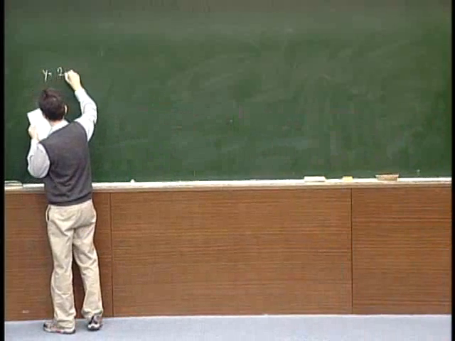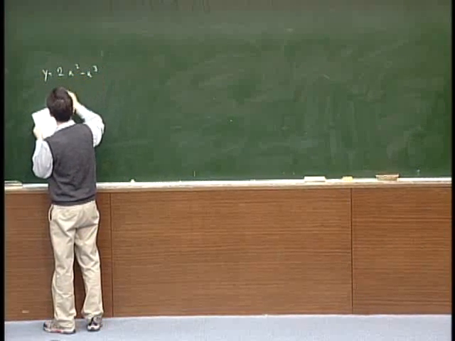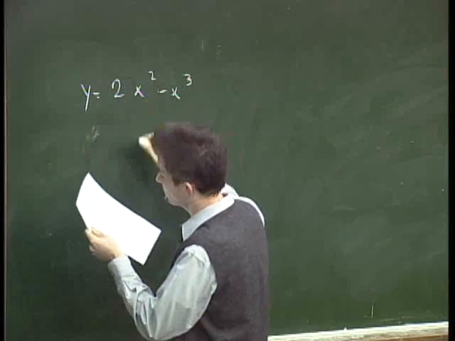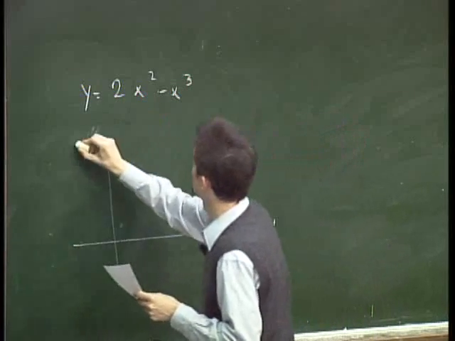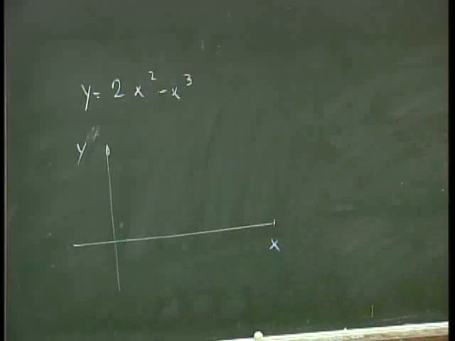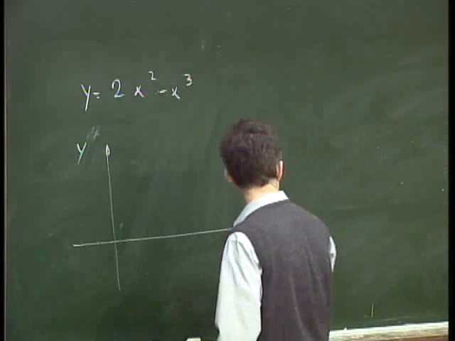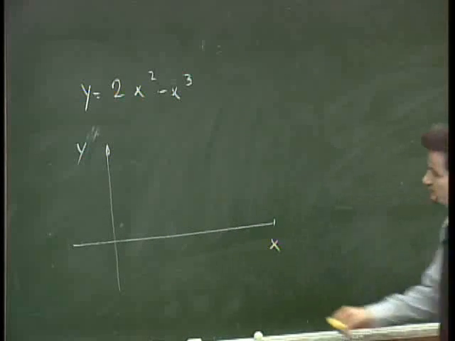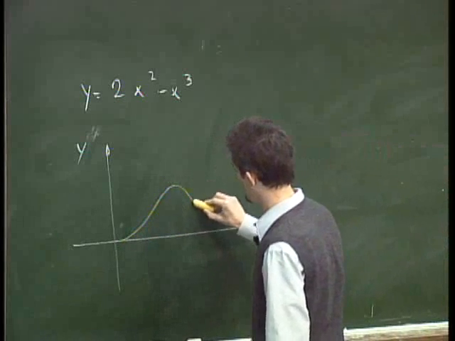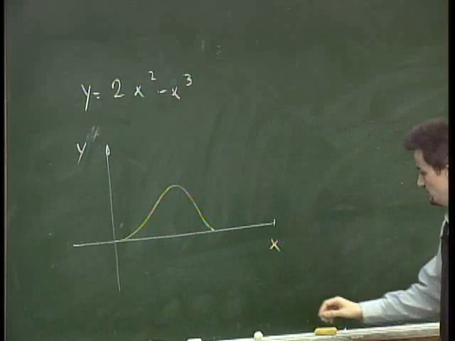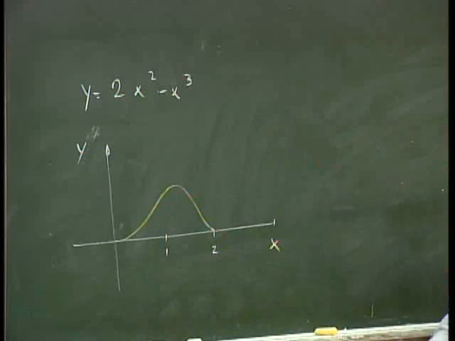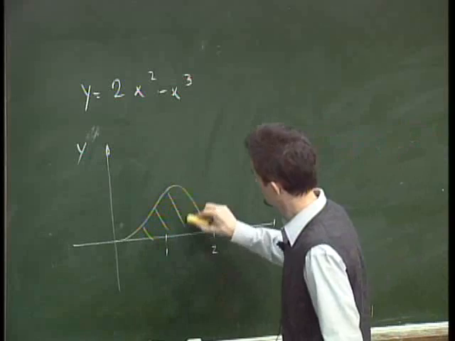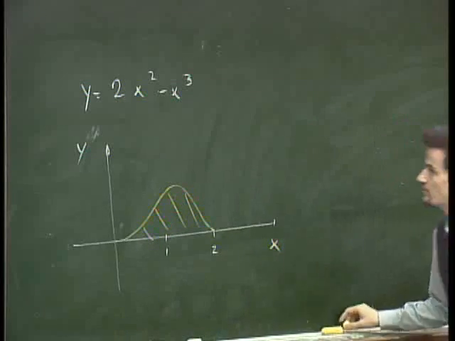So y is equal to 2x squared minus x to the cube. If you look at this function, you see the function at 0 is 0, at 2 is also 0. If you discuss properties of this function, you will discover it roughly looks like this. This point is 2 here, and this point would be 1. Now we look at this area here, and we rotate this area about the y-axis.